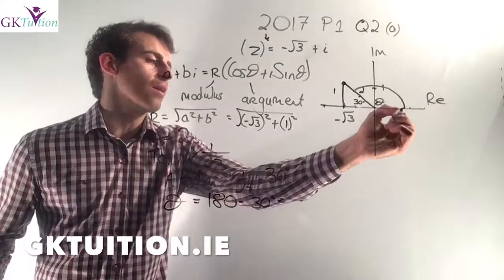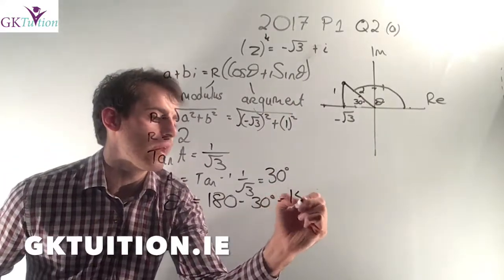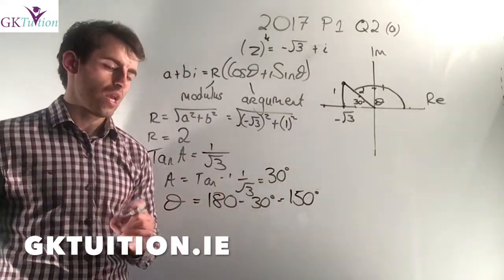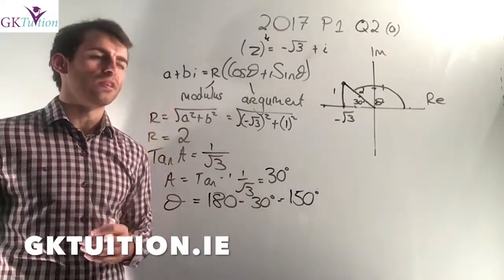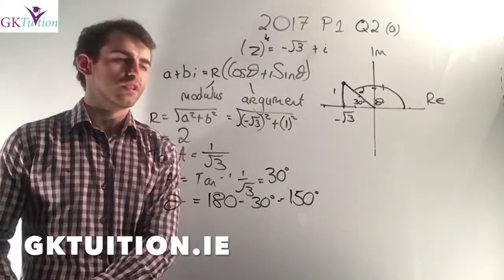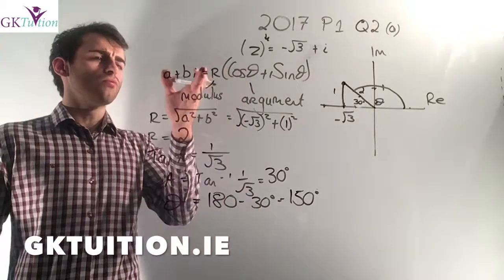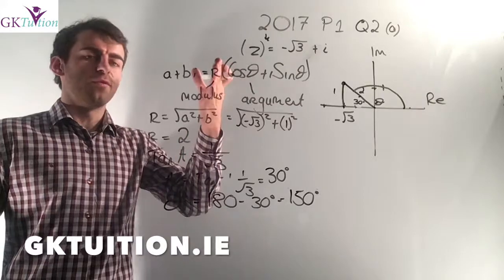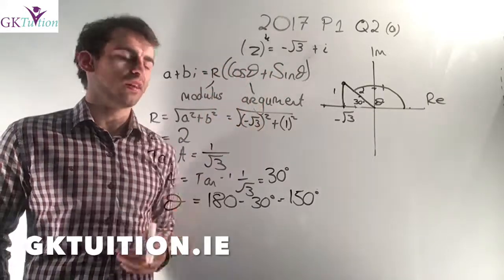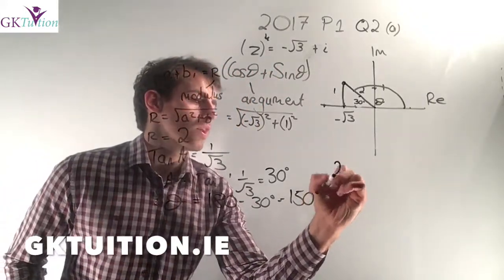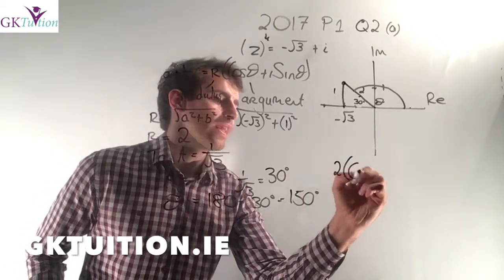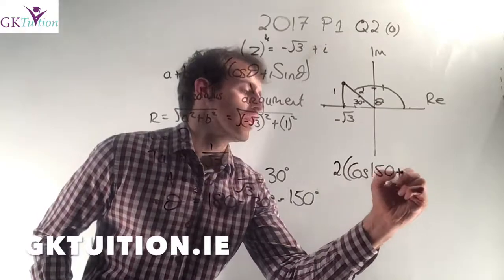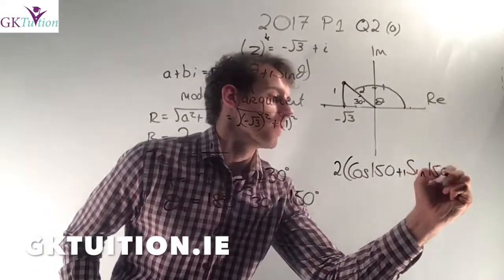So I know that theta, or the angle that the complex number makes with the positive sense of the x-axis, is 150. Now I know my theta and I know my modulus, which means I can apply De Moivre's theorem. So I can rewrite my complex number minus root 3 plus i in the form r cos theta plus i sine theta. In this case my r is 2 and my theta is 150. So it becomes 2 times the cos of 150 plus i times the sine of 150.